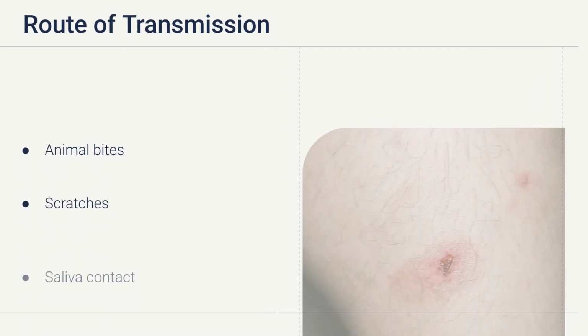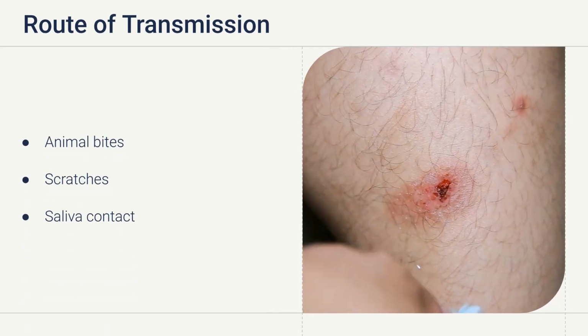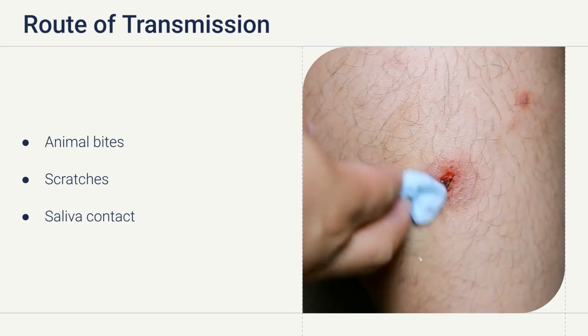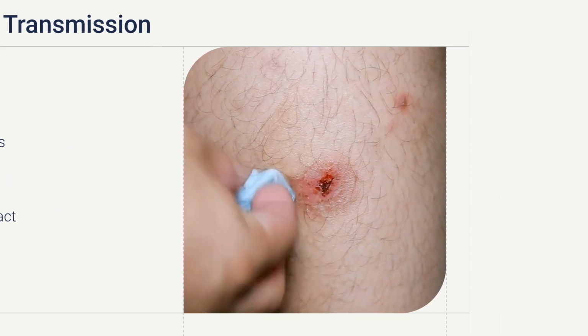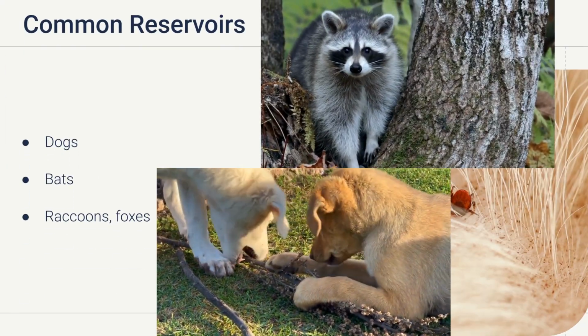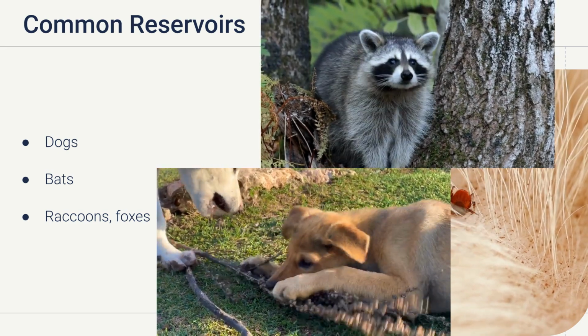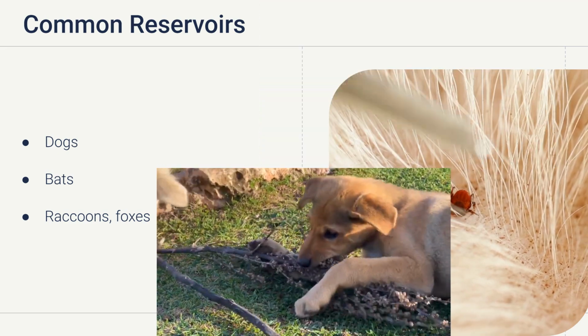The virus is transmitted through the saliva of infected mammals, primarily via animal bites, scratches that break the skin, or contact with mucous membranes. Globally, dogs are the main source of human rabies, while bats are major sources in developed countries. Raccoons, foxes, and skunks are also common carriers.